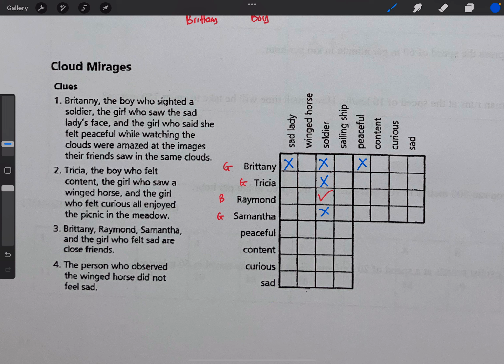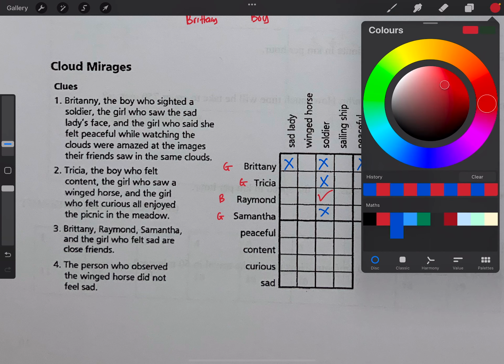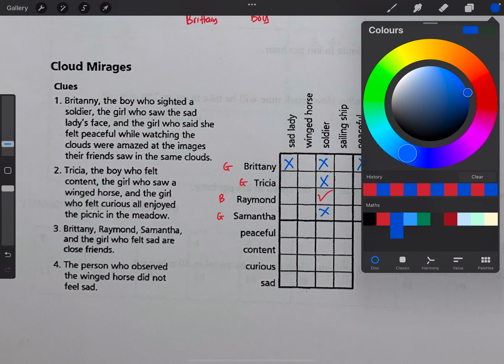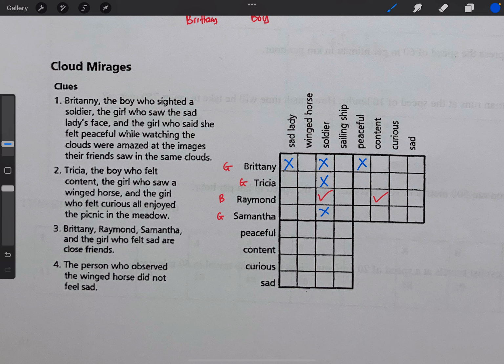Trisha, the boy who felt content. Well, there's only one boy, so that's easy. That means Raymond is the one that felt content. Okay, the girl who saw the winged horse. So Trisha can't be the one who saw the winged horse. Cross that out. And the girl who felt curious. So Trisha can't be the one who felt curious.